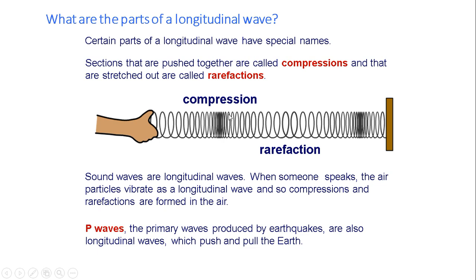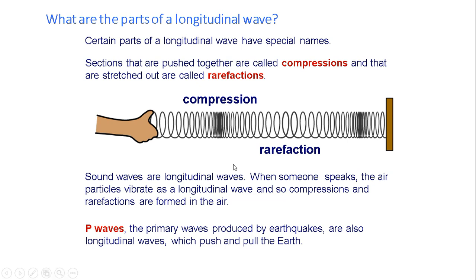The highest compression is at the middle. Even though these ones here are compressed, the highest compression is in the middle. This one also, even though all of this spreads out, they separate, the highest separation is exactly in the middle. That's where you have the highest rarefaction.